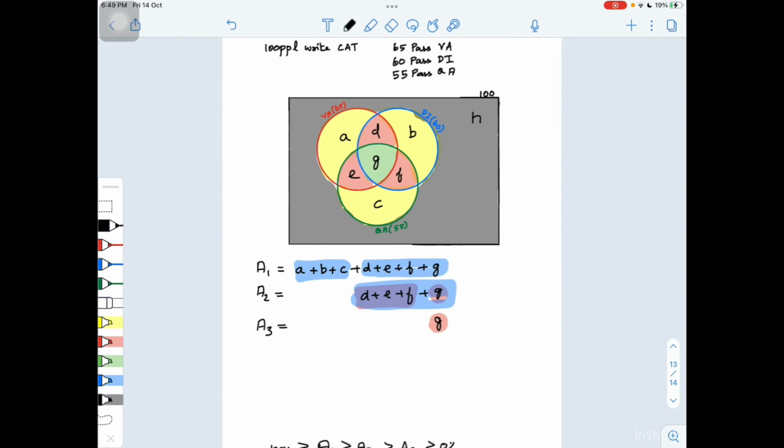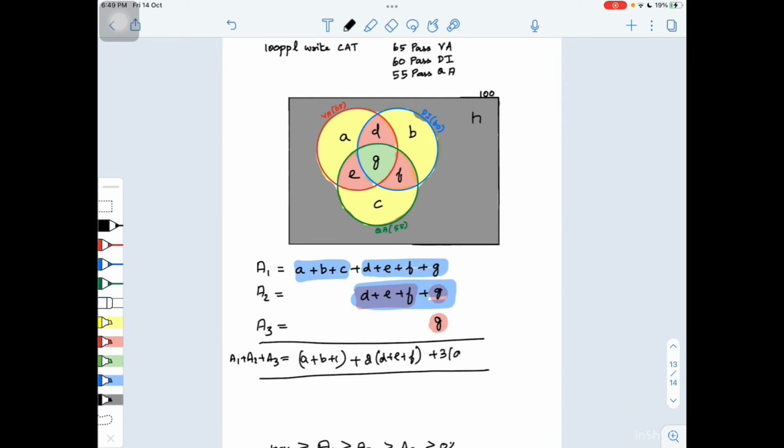Now, before going further, let's add these things and see what we get. If I add A1 plus A2 plus A3, what we will get is A plus B plus C counted one time, plus D plus E plus F counted 2 times, plus G counted 3 times, right? It is not just A1 plus A2 plus A3 which follows this expression. There is one more thing that will follow this expression.